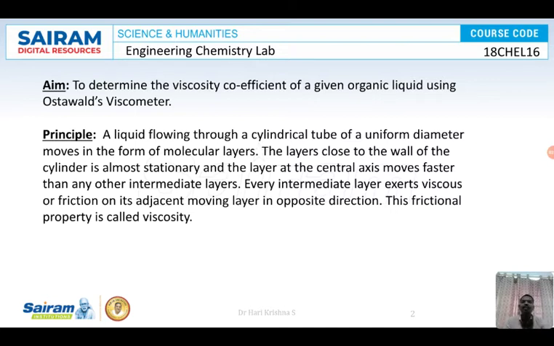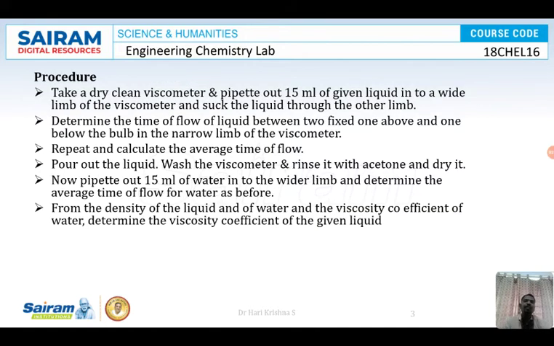As I have told you earlier, a liquid flowing through a cylindrical tube of uniform diameter moves in the form of molecular layers. The layers close to the walls of the cylinder are almost stationary, and the layer at the central axis moves fast. So every intermediate layer exerts viscous friction on its adjacent moving layer in the opposite direction. This frictional property is called viscosity. So already I have told you.